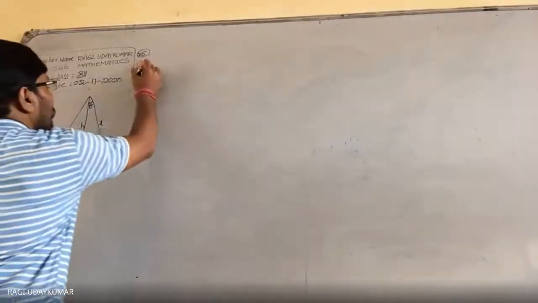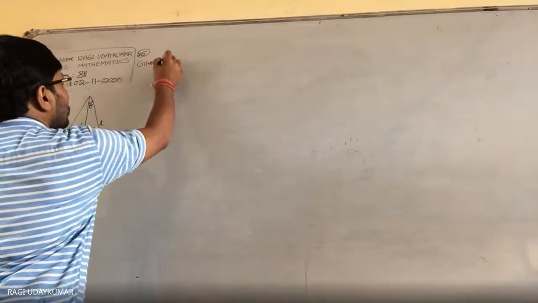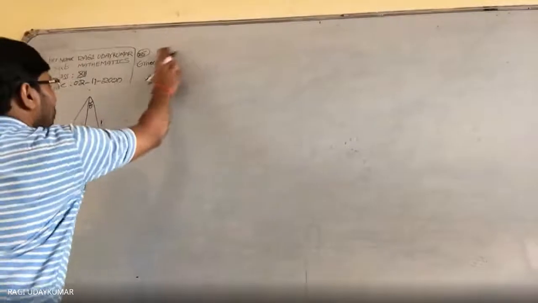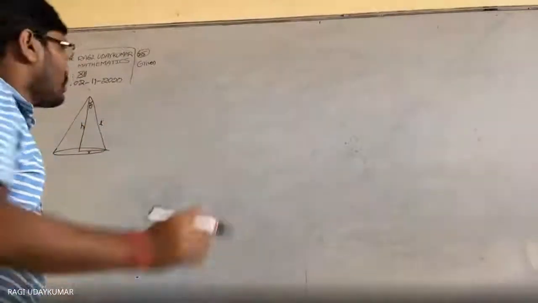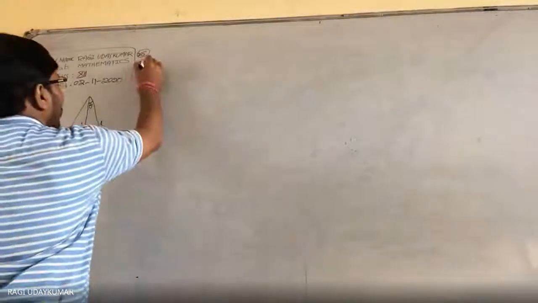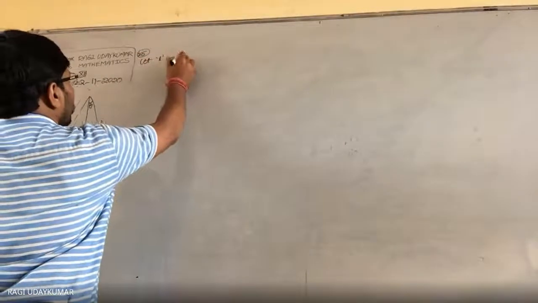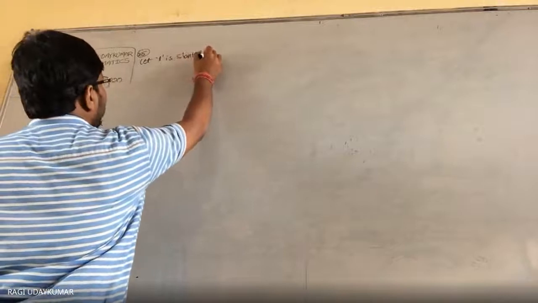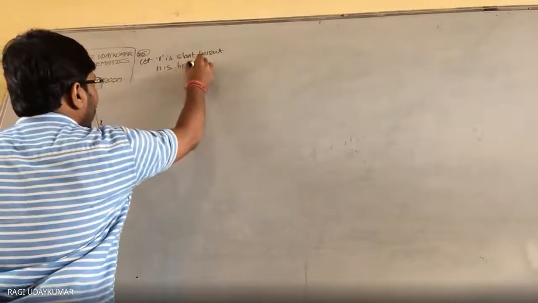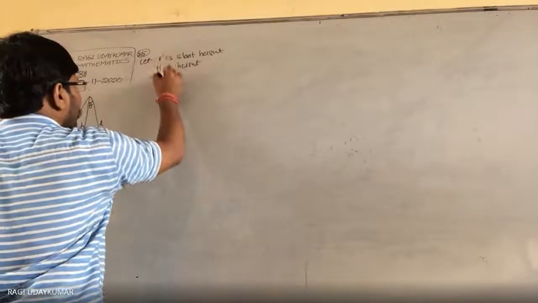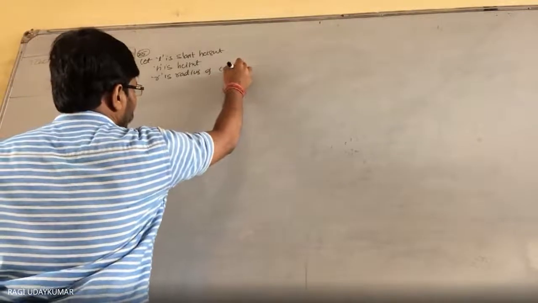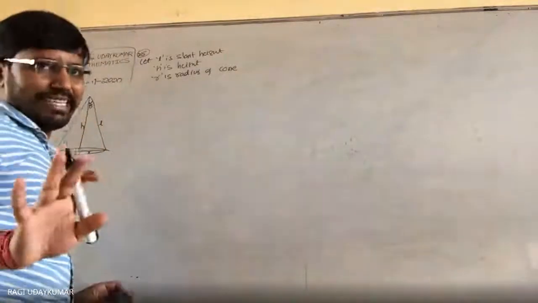The slant height L is not given directly. So let L be the slant height. First you write: let L be the slant height, H the height, and R the radius of the cone. Okay, so these three things you have to consider.